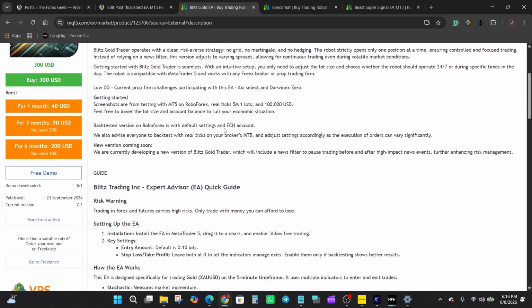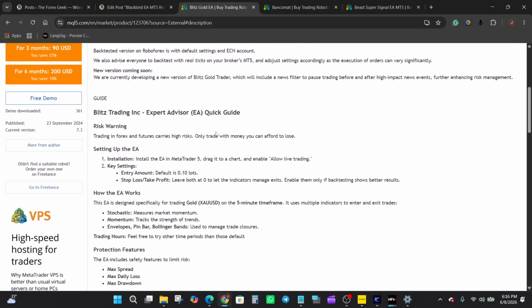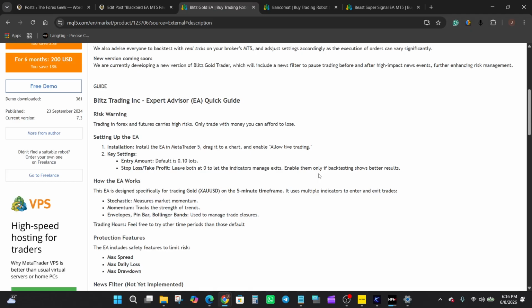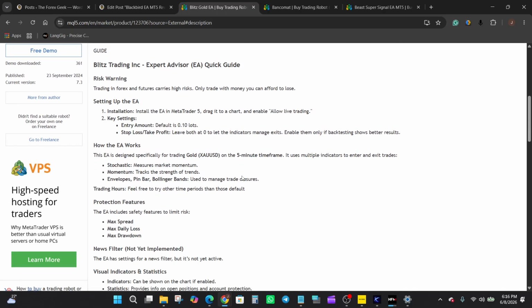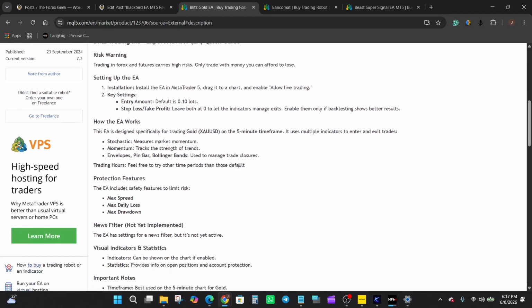All right. Now, looking at the guide section, we get more insight into how the EA operates. The default entry size is 0.1 lots, and the developer notes that stop loss and take profit values can be left at 0 if you want the indicators to manage trade exits. The strategy itself incorporates several tools, including stochastic, momentum, envelope, spin bar detection, and Bollinger Bands. According to the documentation, stochastic is used to measure momentum. Momentum tracks trend strength, while envelope, spin bars, and Bollinger Bands assist with managing trade closures.